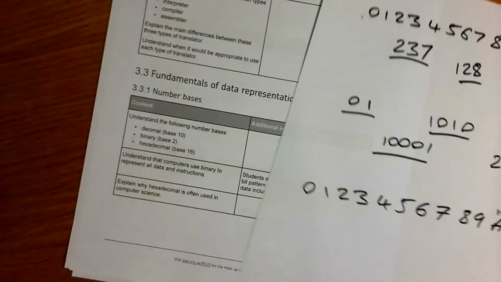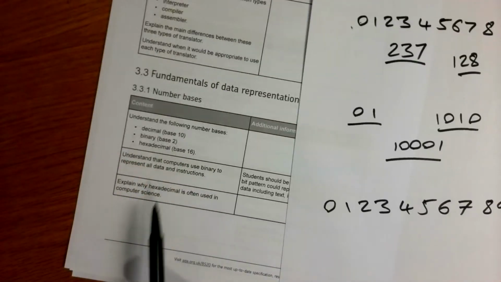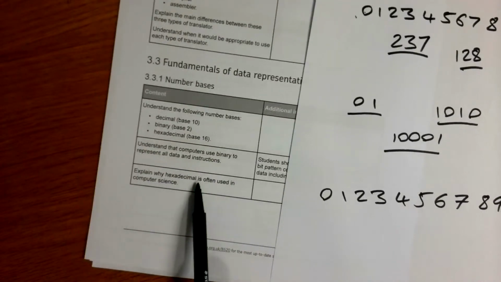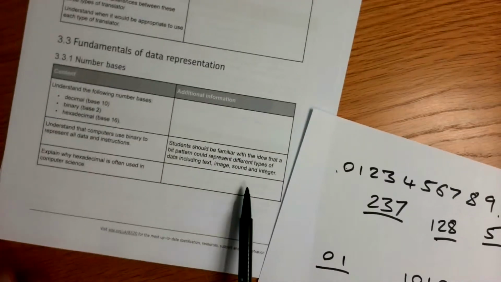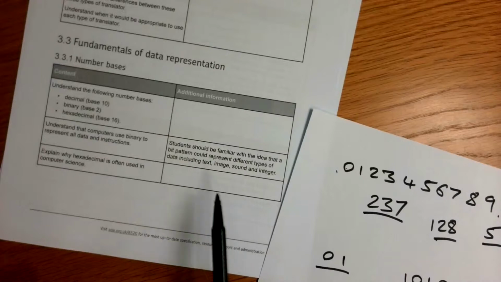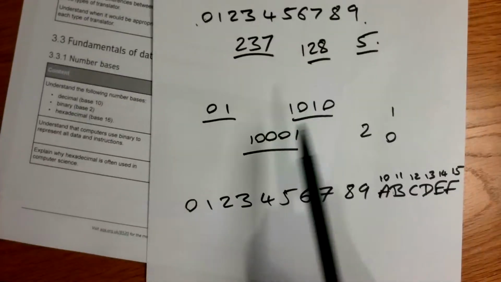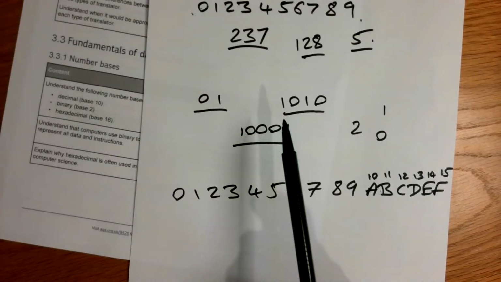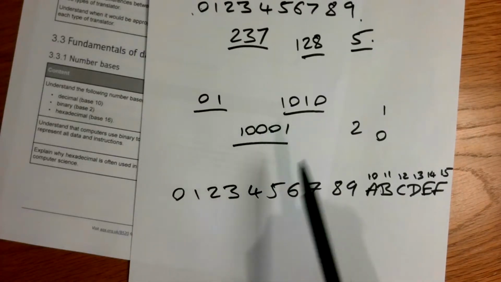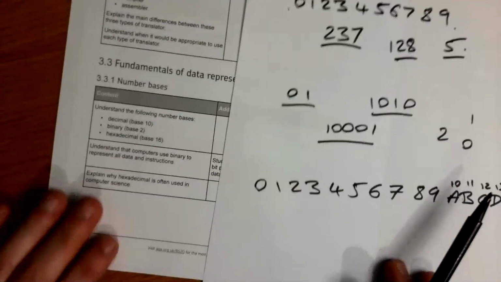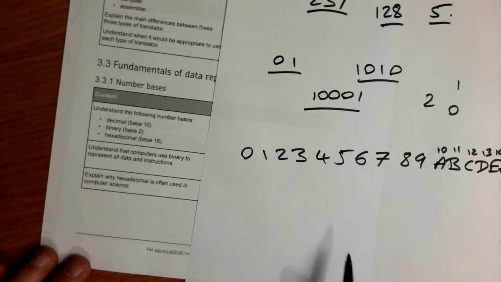That's hexadecimal, base 16. It then says, understand that computers use binary to represent all data and instructions. Well, that's kind of a given. Students should be familiar with the idea that a bit pattern can represent different types of text, images, sound, and integers. So what this means is that we can use binary to represent lots of different things, hence the word data representation. Explain why hexadecimal is often used in computer science.